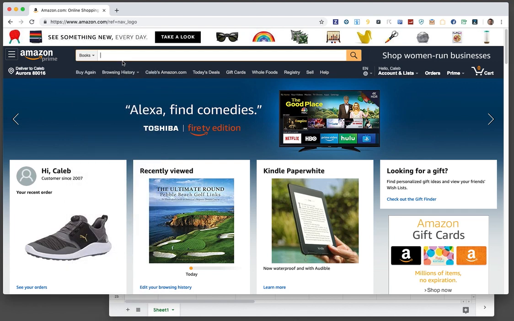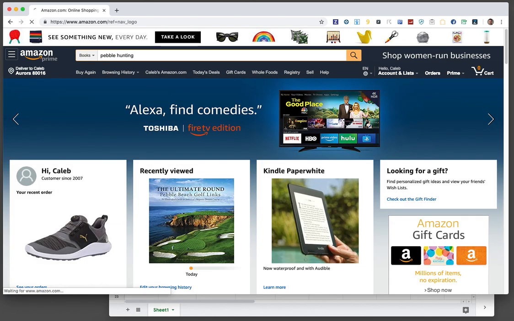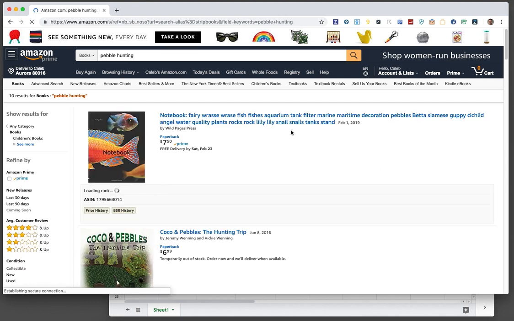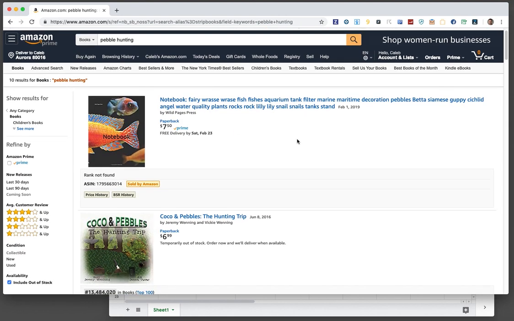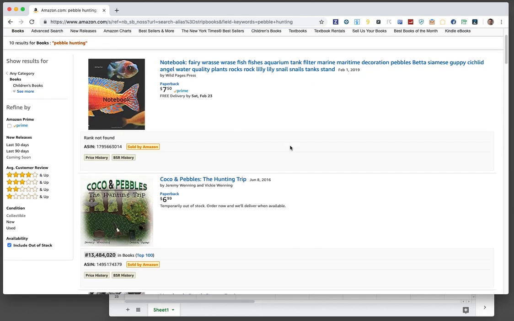We're just going to look at books, for example, and we're going to try something really out there, I guess, pebble hunting. Let's just try that, see what pops up. So I've got a couple extensions in place that'll help make this process easier. One of those is, I believe it's DS Amazon Quick View. So that'll kind of give us the rank.